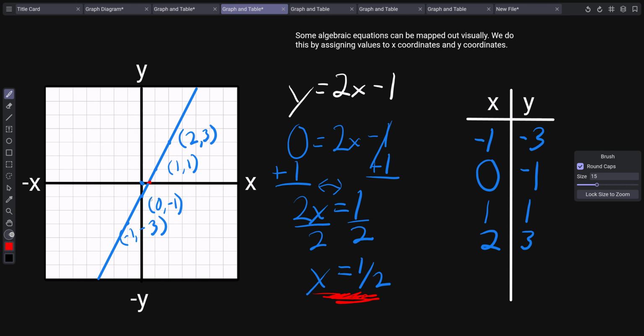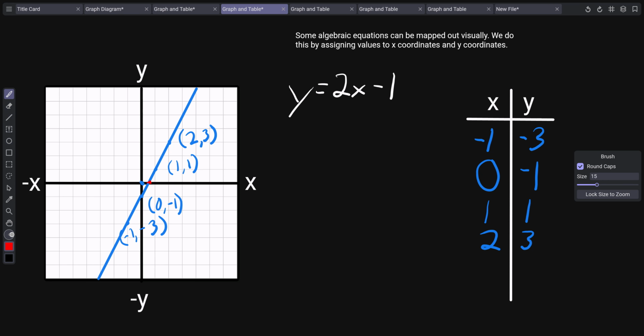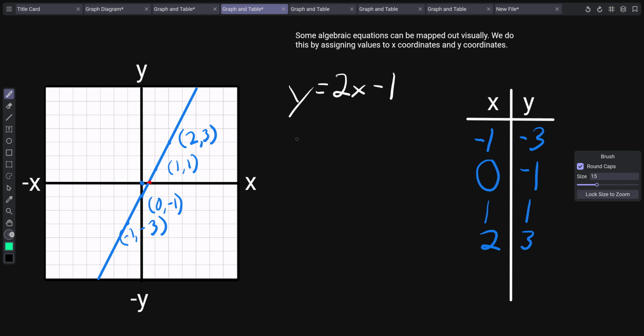Now let's say I wanted to find the y-intercept. Well, what I would do is I would set x equal to 0. So when you look for an x-intercept, you set the y equal to 0, and when you look for a y-intercept, you set x equal to 0. So you kind of want to do the opposite. Choose a different color for this. So I'm looking for the y-intercept now, so I'm going to set x equal to 0. So y equals 2, 0, minus 1. These are going to multiply and give me 0. Subtract by 1, and then finally I'm going to get -1.